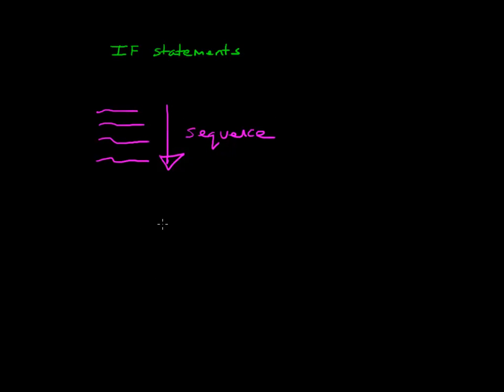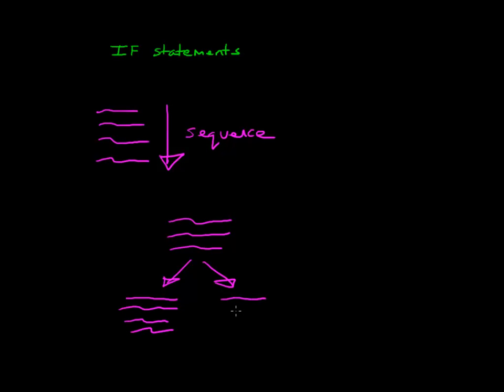Now with if statements, what we have is a situation where I want to change the order in which I run. So I'll be running down my sequence, and then I want to branch to one of two choices. I've got branch A and I've got branch B. So I want to do one of two different things depending on some statement here. And what we use is an if statement in order to do this.